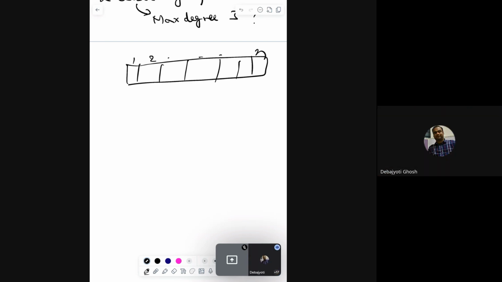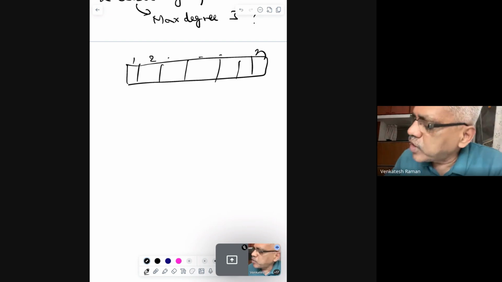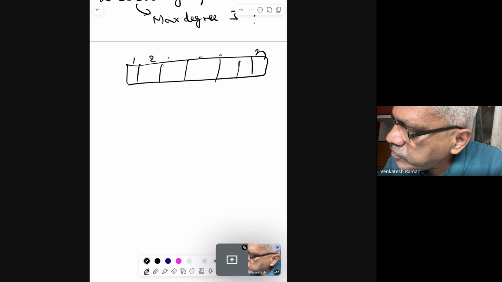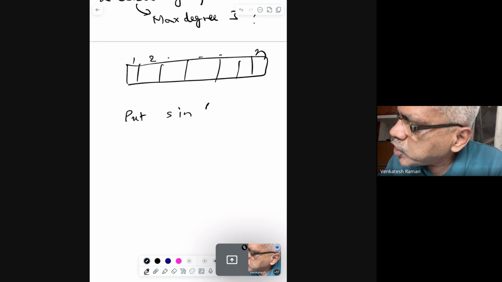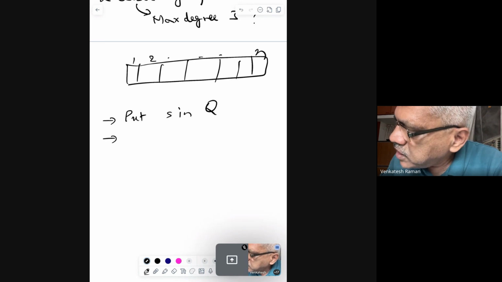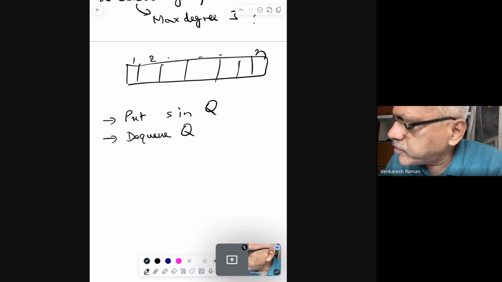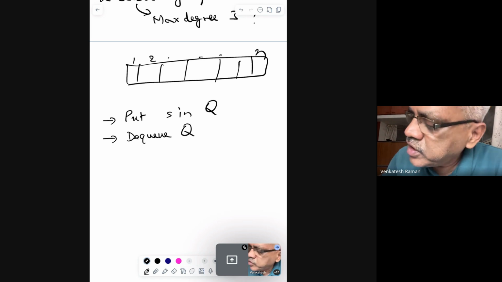We explore all its neighbors. So that is the degree of the vertex. What do you do then? We keep all the neighbors in a queue. I'm going to write it in English. Step one: put S in Q, where S is some start vertex. Then dequeue: whatever the first element of Q is, it is dequeued.